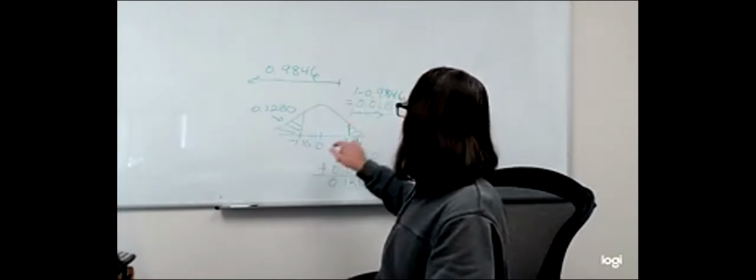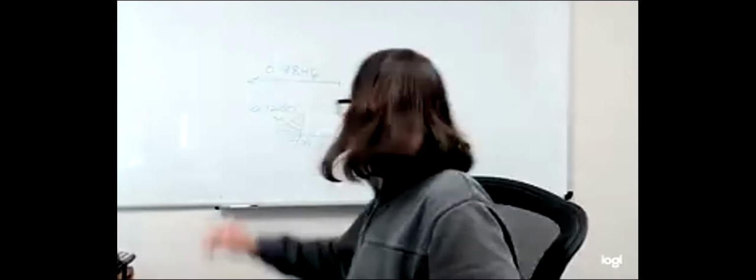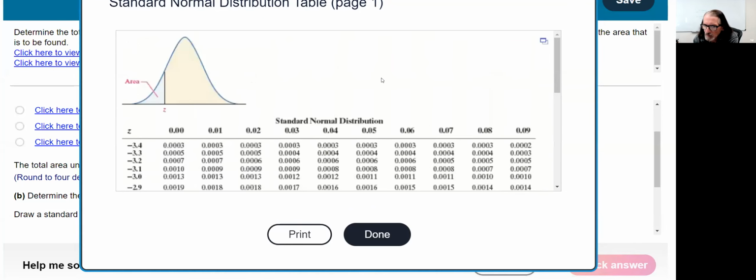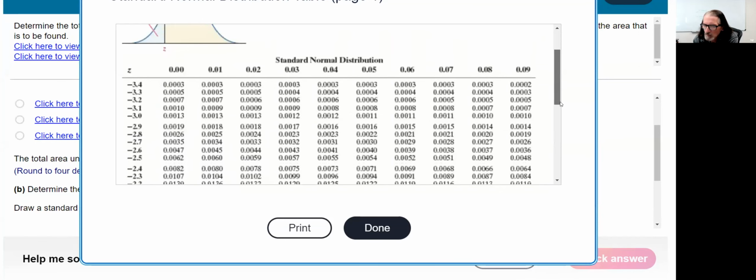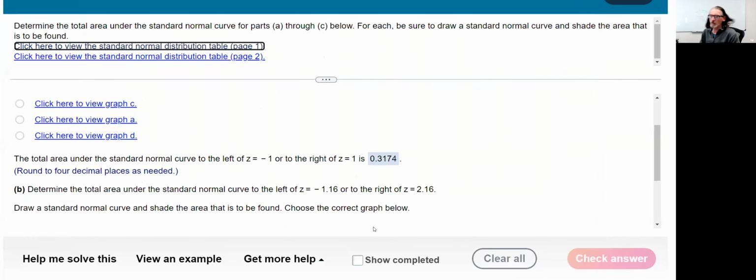You could have also used symmetry and looked for how much was less than negative 2.16. That should still give you 0.0154 for that second part. Let's double check that. Negative 2.16. There it is, 0.0154. Okay, so the total we got when adding 0.1384.